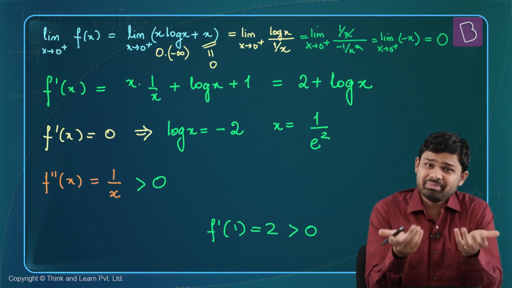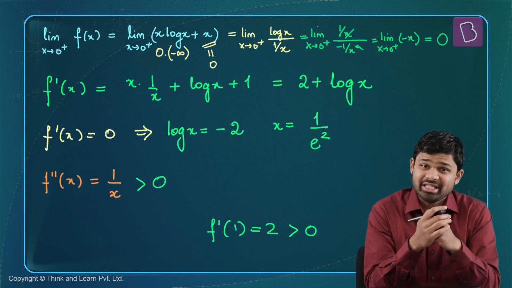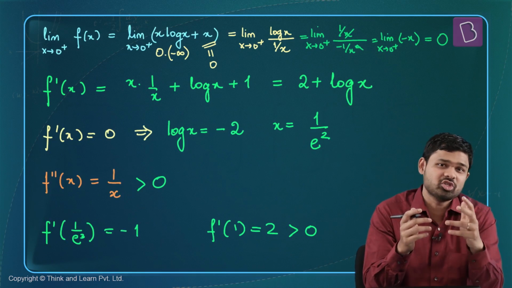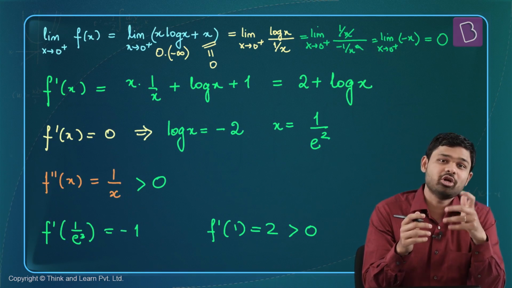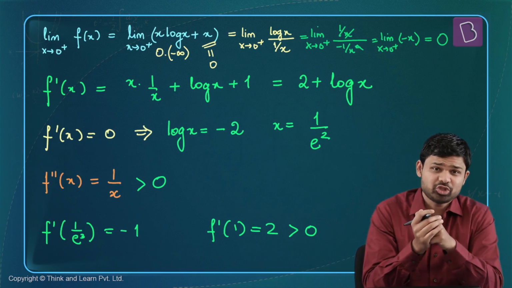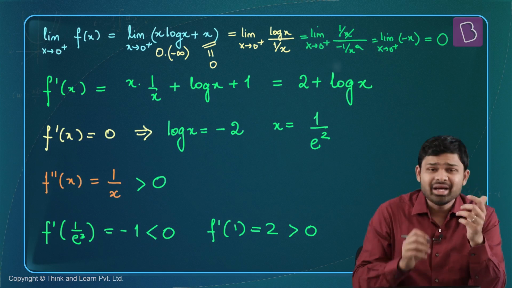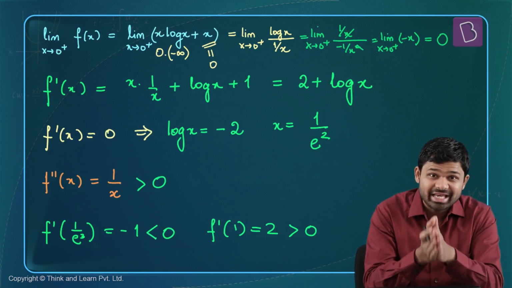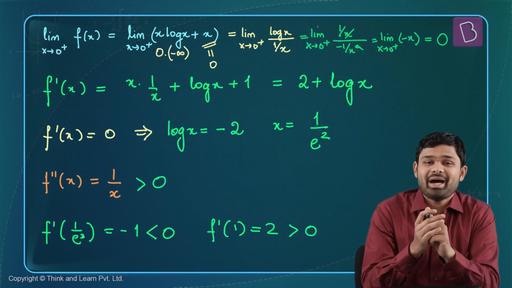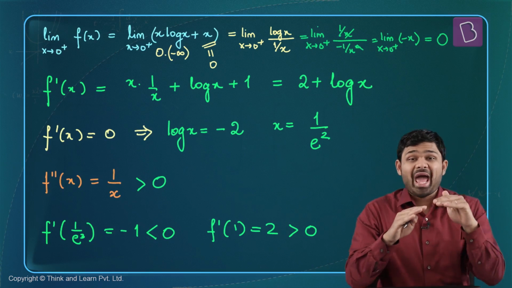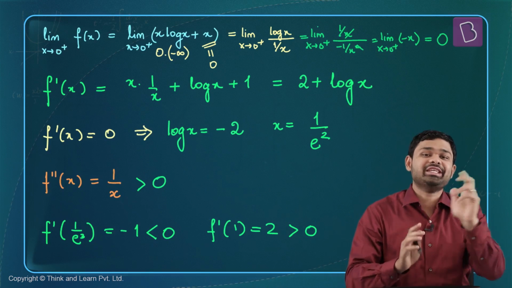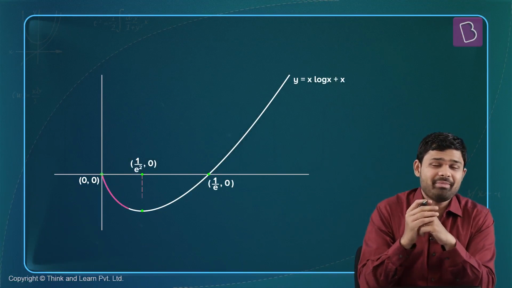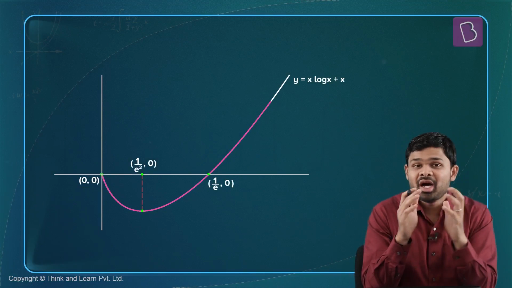Well, just for the sake of completion, if you take a point less than 1 by e square, let's say 1 by e cube, at this point you will see that f dash is negative 1, because log of 1 by e cube, that's going to be minus 3, and minus 3 plus 2 is going to be minus 1. So this is less than 0. So this is actually coherent to whatever we found out, that the function is decreasing before 1 by e square and is increasing after 1 by e square. So everywhere after 1 by e square, the function is increasing. So this is how the graph of this function will look. From 0, it will decrease till 1 by e square and then increase all the way up till infinity.